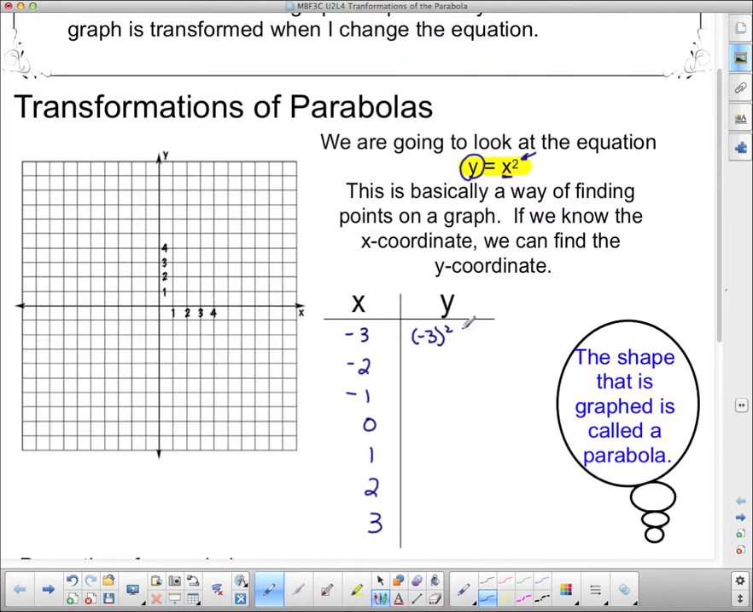Well, -3 times -3, remember a negative times a negative is a positive, so this gives me +9. Now I have to do the same thing with -2. -2 squared is +4. That's -2 times -2 is +4. Let's do that again with -1. -1 times -1, well, 1 times 1 is 1, and those two negatives are going to make a +1. 0 squared, well, that's 0. 0 is real easy to work with.